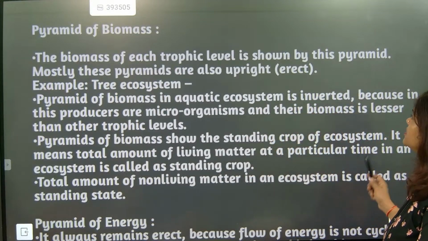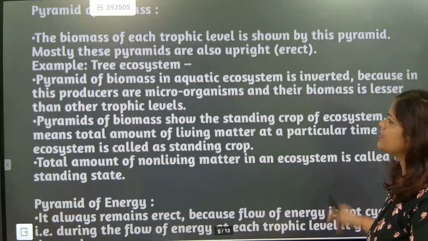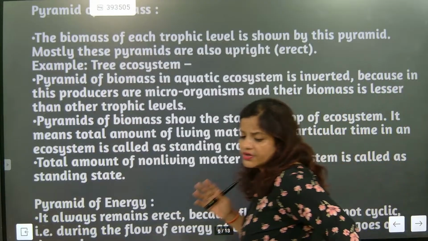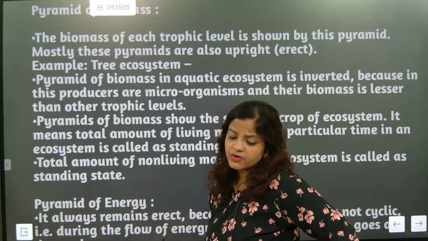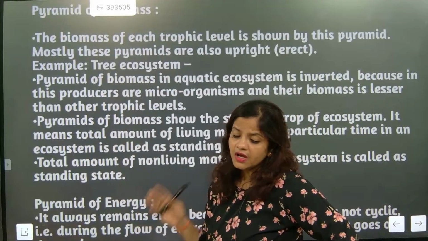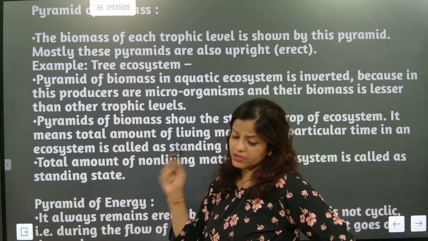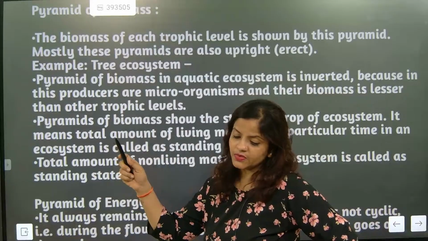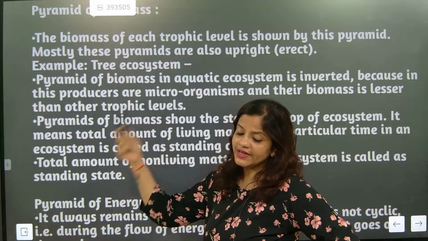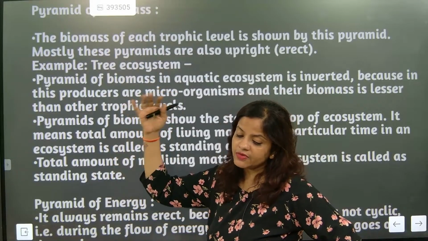Mostly these pyramids are upright, erect. Example, tree ecosystem. Just now we have seen a tree ecosystem. In that tree ecosystem, did you notice something? Did you notice that the tree was the initial part? After that, birds were there, and after that, parasites. So the parasites were at the top position.